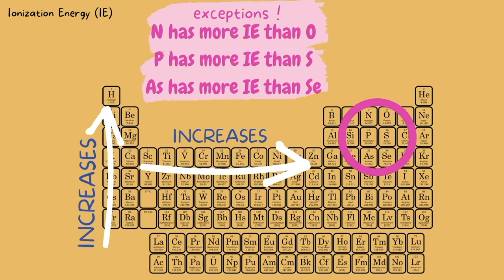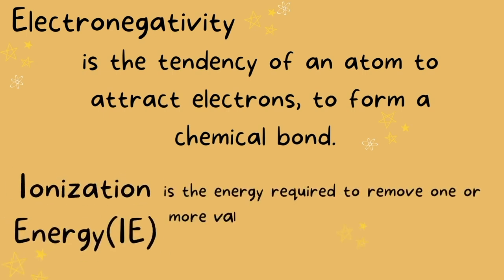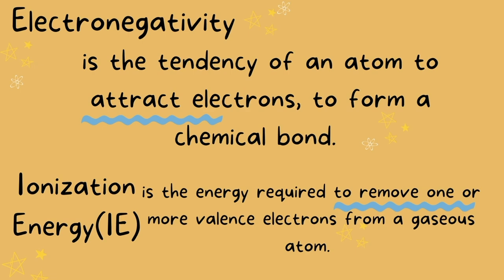Okay, so moving on to our very last trend on the periodic table, electronegativity. Electronegativity is the tendency of an atom to attract electrons to form a chemical bond. Before we move forward, I think it's helpful to see a side-by-side definition of electronegativity and ionization energy because these two can easily be confused. Notice that the key word in electronegativity is attract electrons. And in ionization energy, the key word is remove electrons.